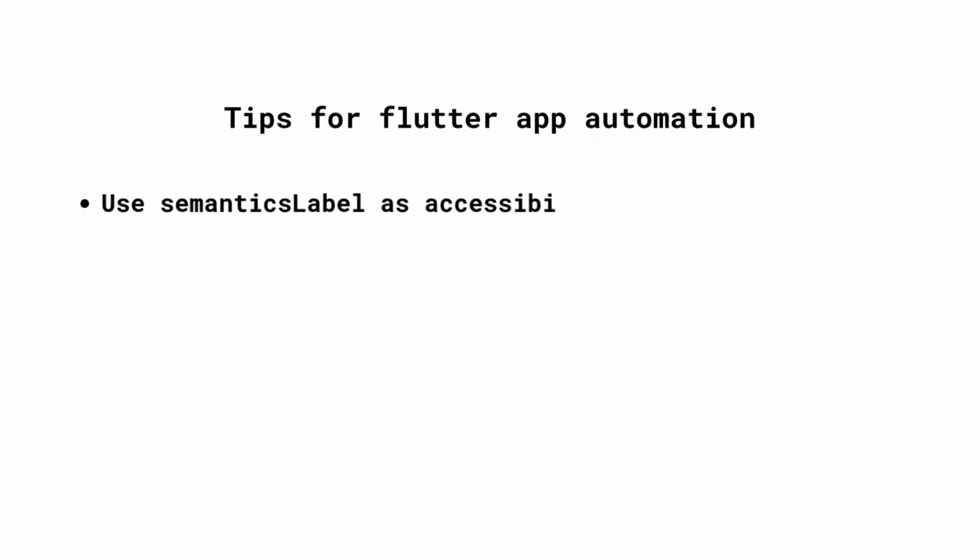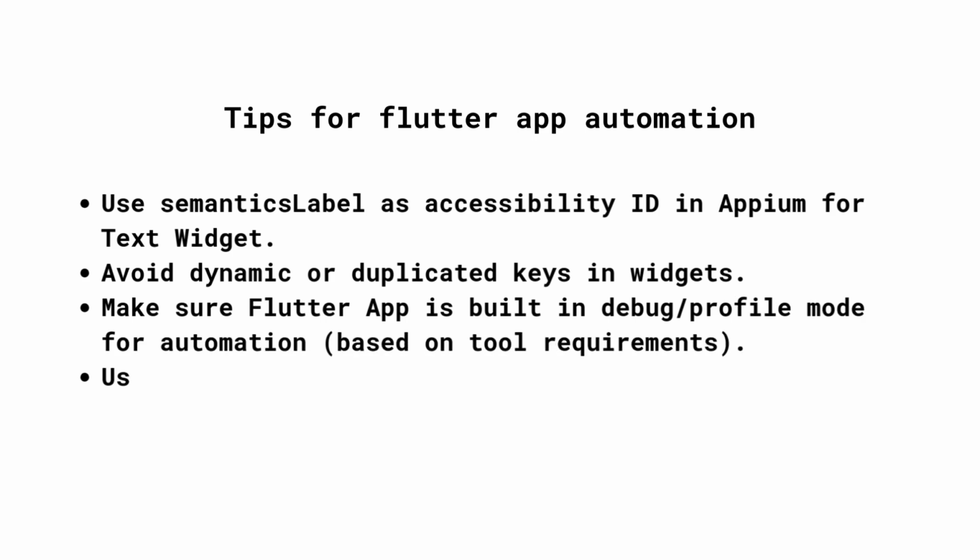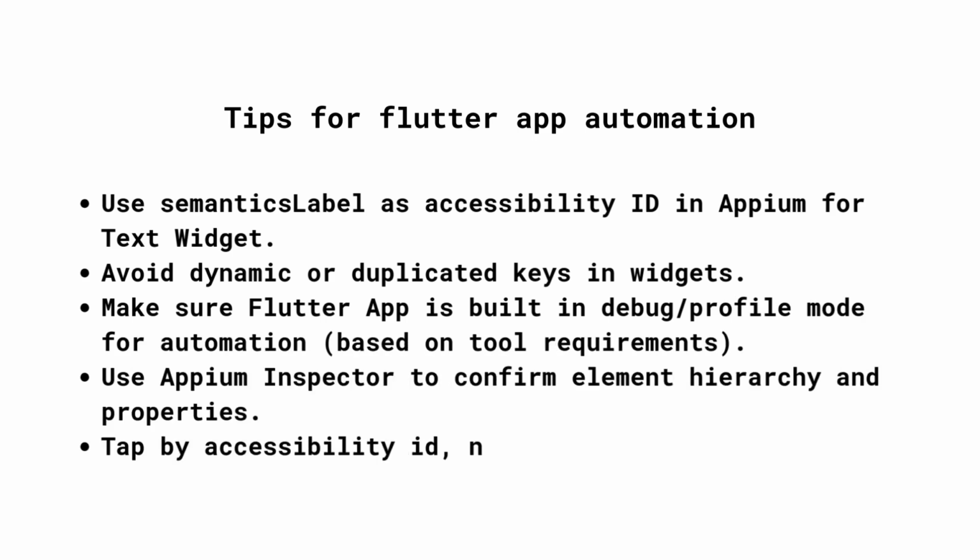Using semantics labels is a best practice for making Flutter widgets accessible to automation tools. It ensures your tests are robust and maintainable. Next time you're automating Flutter widgets, remember to use semantics label for better accessibility.